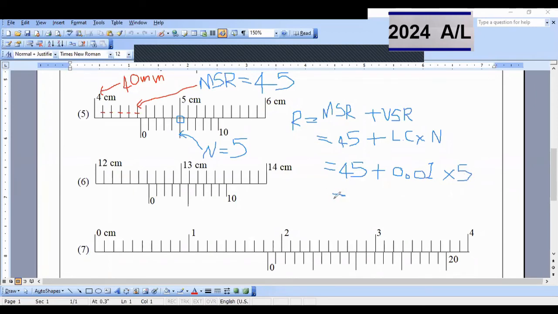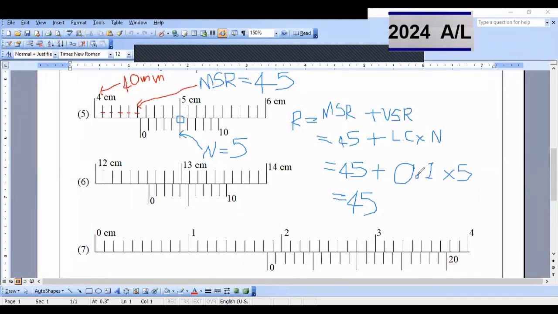Okay, so then we get... so least count is 0.1. What is the least count here? 0.1. Yes, yes, my mistake.